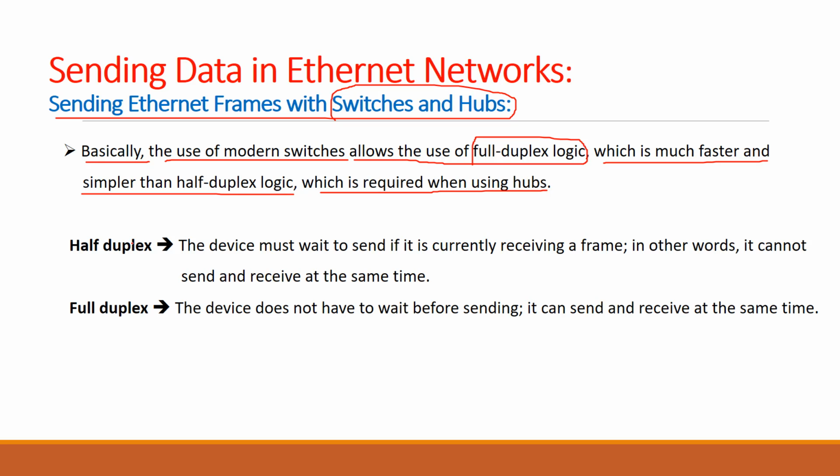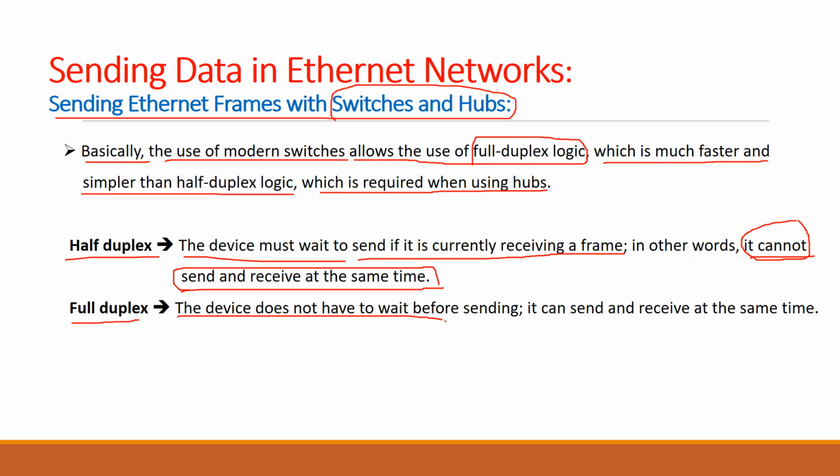What is the meaning of half duplex and full duplex? Half duplex means that the device must wait to send if it is currently receiving a frame. So in other words, it cannot send and receive at the same time. This is the definition of half duplex. The device cannot send and receive at the same time, either send or receive. But with full duplex, the device does not have to wait before sending. It can send and receive at the same time.